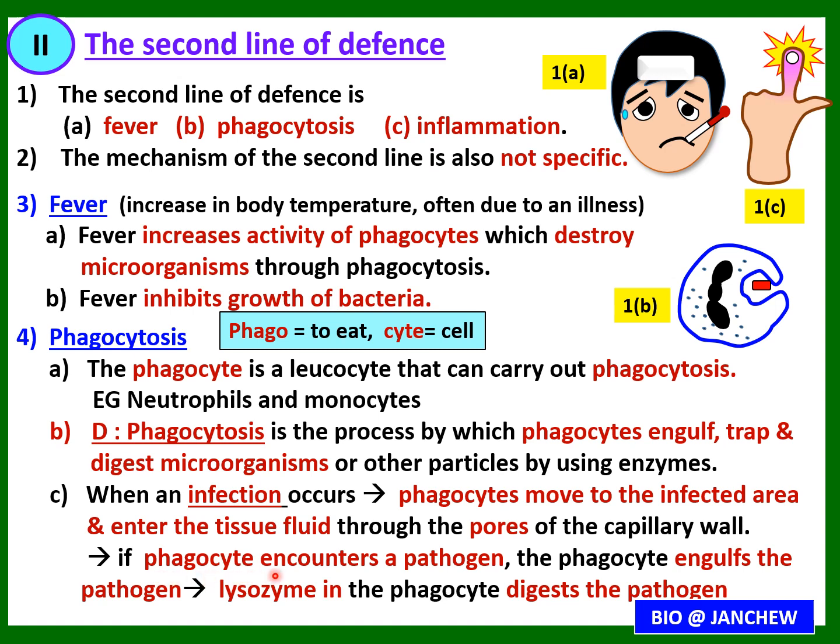Then if the phagocyte encounters a pathogen, the phagocyte will engulf the pathogen, that means surround it with a pseudopodium, and after that it will release lysozymes, okay, into the area where the pathogen is, and then it will digest the pathogen.